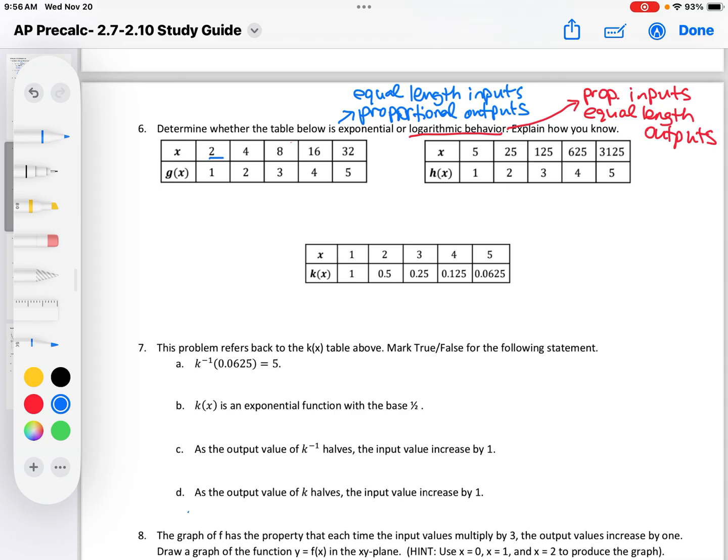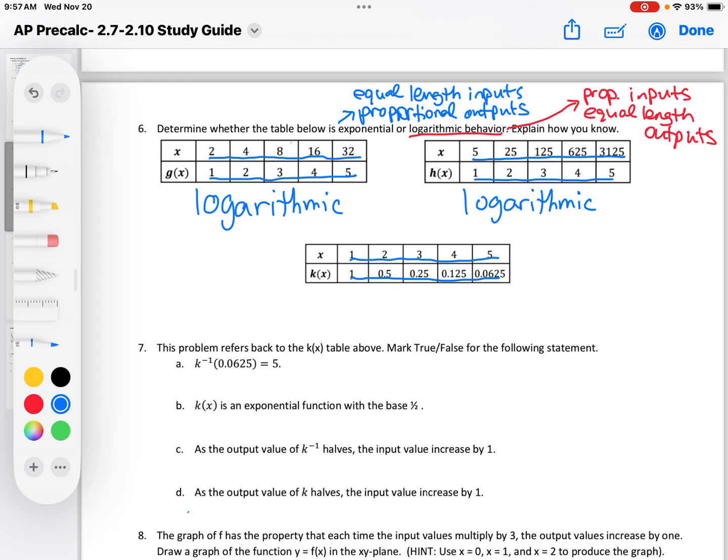On g of x, I can see that my inputs are multiplying by 2 each time. So we have proportional inputs, and my outputs are equal length. So that means this is logarithmic. On the second one, it looks like we're multiplying the inputs by 5 each time. So we have proportional inputs, and we have equal length outputs. So this is also logarithmic. On k of x, I have equal length inputs, and my outputs, it looks like I am multiplying by 1/2 each time, so this is exponential.